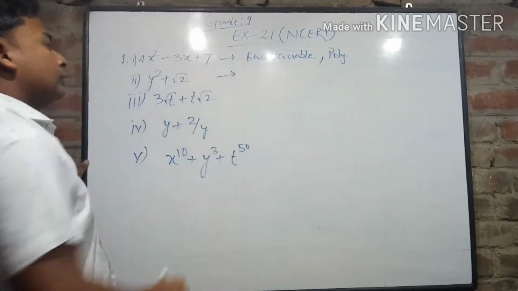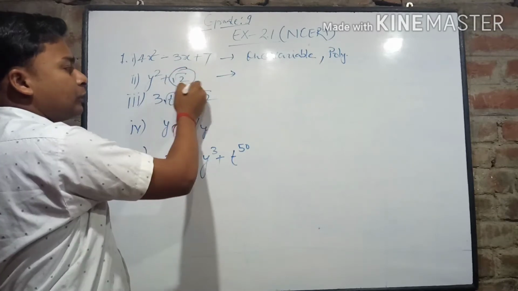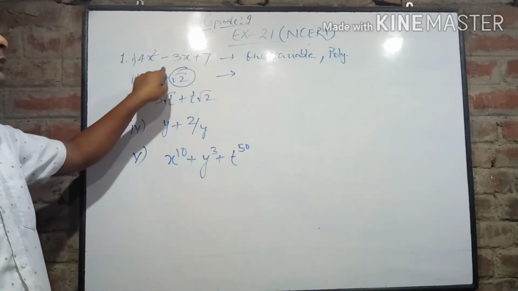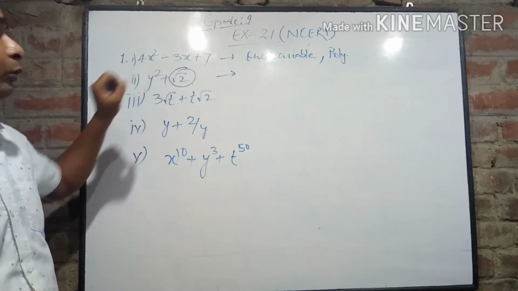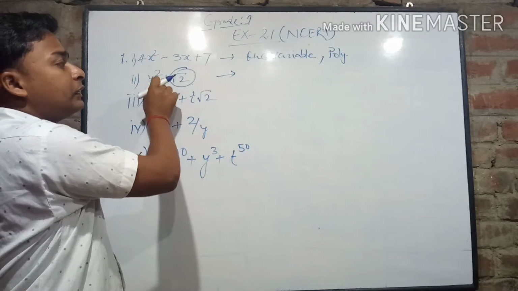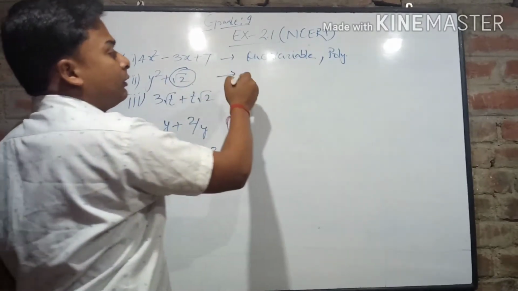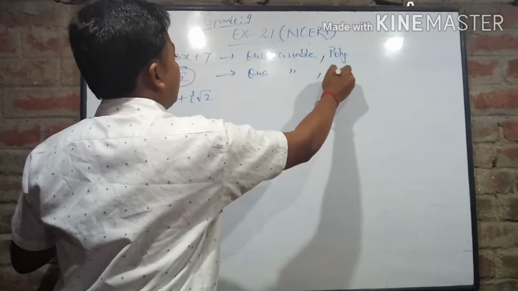Question number 2, y square plus root 2. Root 2 is a constant term, so we don't have to take tension. This is a variable and its exponent value is 2. That 2 is a whole number and it is in one variable only. Only y is the variable term. So it is one variable and it is also a polynomial.